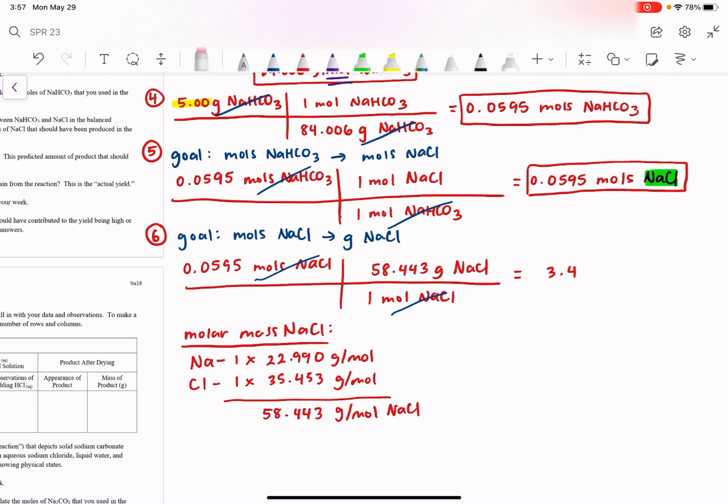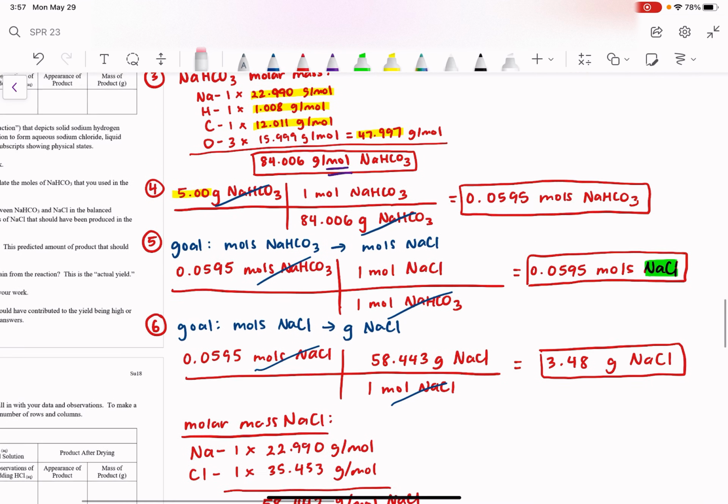Let's go 3 sig figs, so 3.48 grams of NaCl. Again, this is not going to be the same number for you. None of these are going to be the same because we didn't start with the same measurement of our reactant. Okay, so let's just take a second here and let's look.